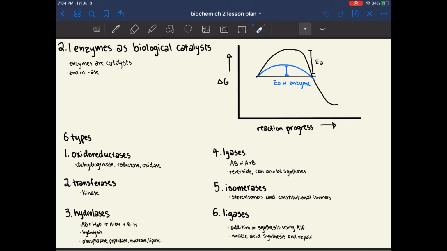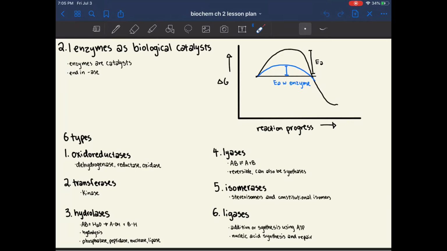The third type of enzyme is called a hydrolase, and hydrolases undergo hydrolysis reactions. So a hydrolysis reaction is when you want to break something apart, and in order to do it, you must add a molecule of water. So this attaches an OH group to one side and a hydrogen to another side, breaking the molecule apart.